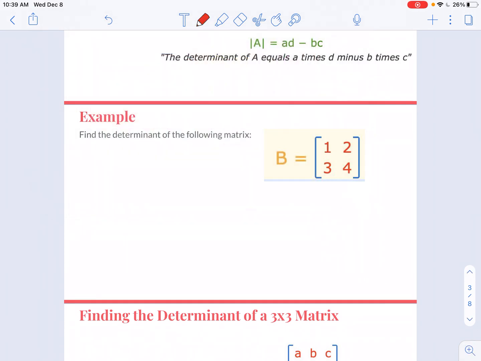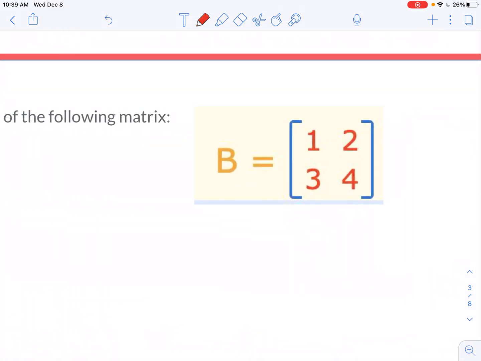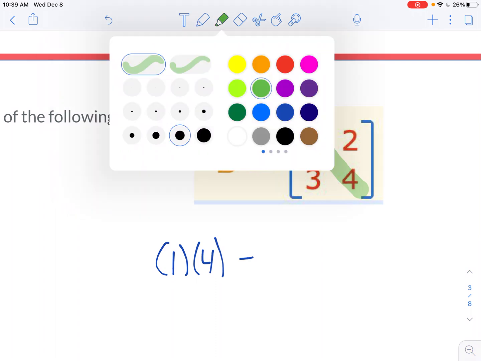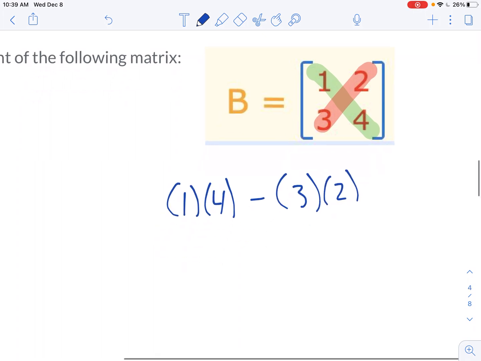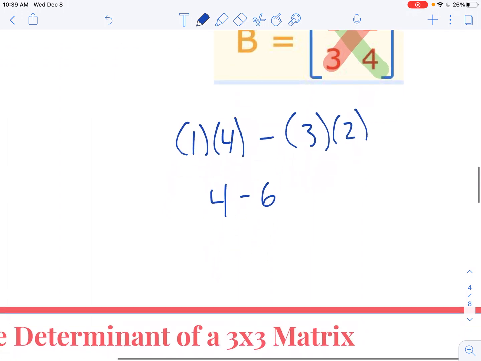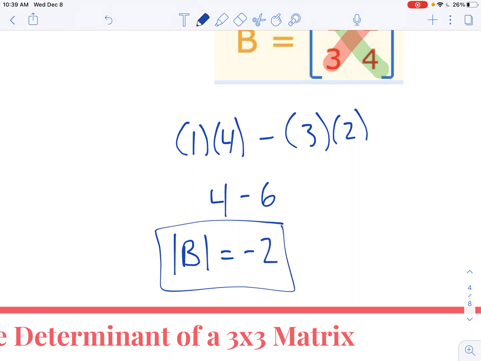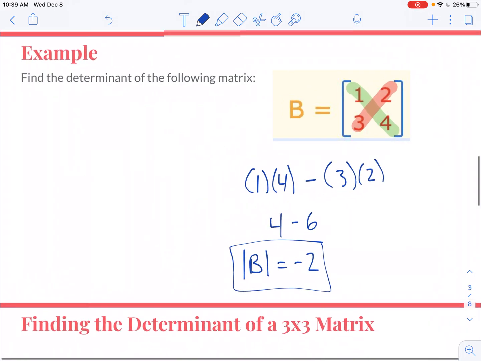Find the determinant of the following matrix. I'm going to multiply, let me use highlighter, I'm going to multiply the 1 and the 4. So I've got 1 times 4, and then I'm going to subtract the 3 and the 2. So this becomes 4 minus 6, and then I would say my determinant of matrix B is equal to -2. And that's my answer. So that's how you find the determinant of a matrix. Very straightforward for a 2x2 matrix.